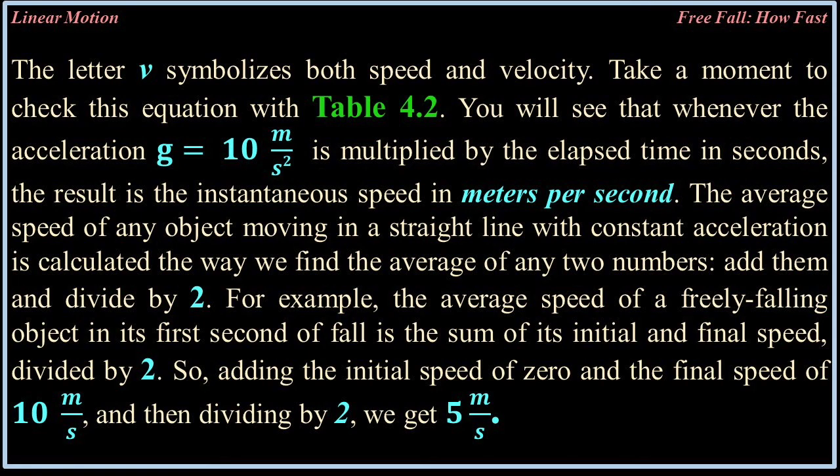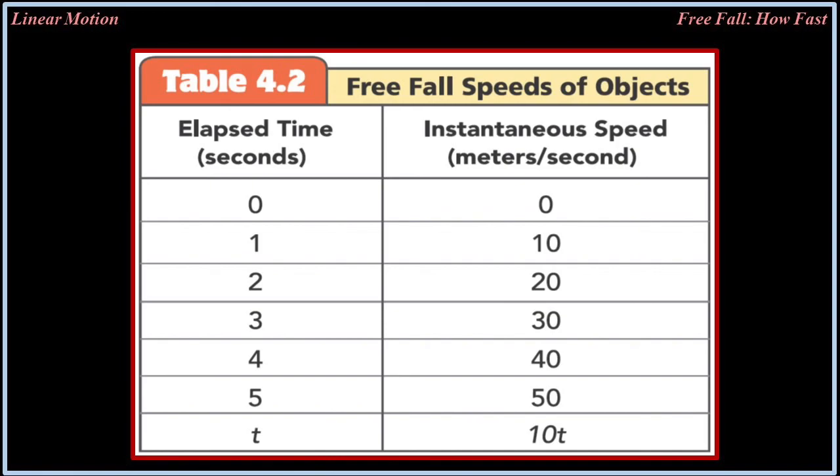The average speed of any object moving in a straight line with constant acceleration is calculated the way we find the average of any two numbers. Add them and divide by 2. For example, the average speed of a freely falling object in its first second of fall is the sum of its initial and final speed divided by 2. So adding the initial speed of 0 and the final speed of 10 meters per second and then dividing by 2, we get 5 meters per second.